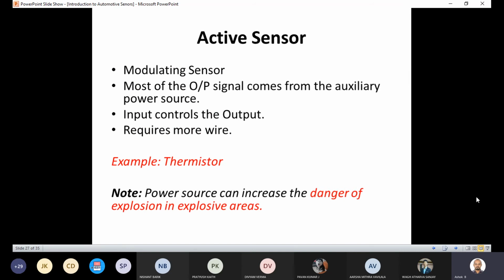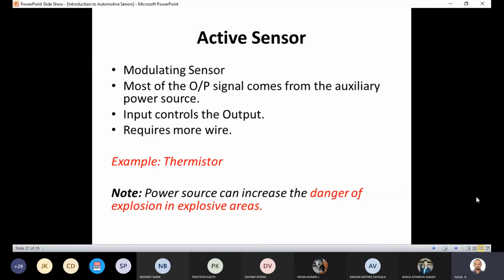In the case of an active sensor, it might need an external power source. Without the external power source, the sensor won't operate. So we need to provide an external power source, like for a thermistor. The power source can increase the danger of explosion in exposed areas also, so in that case, the power source has to be limited.